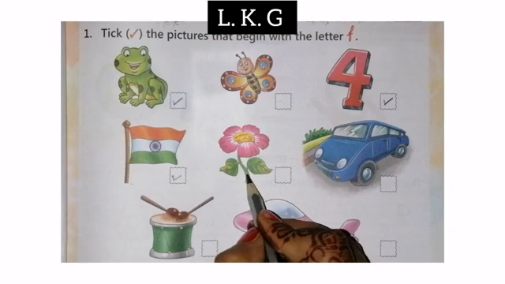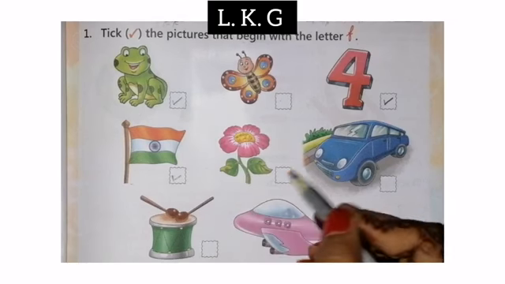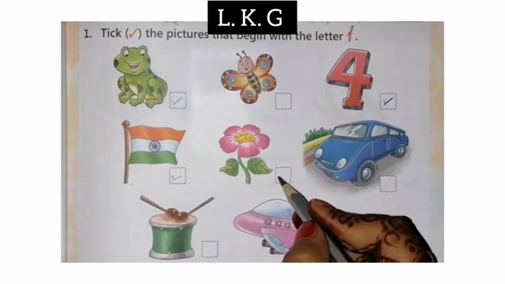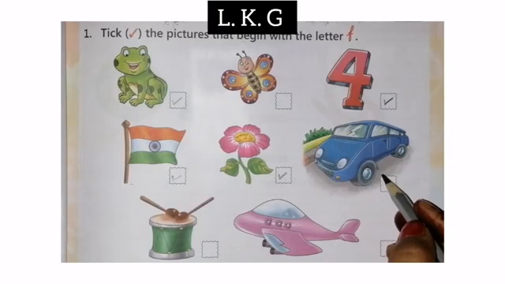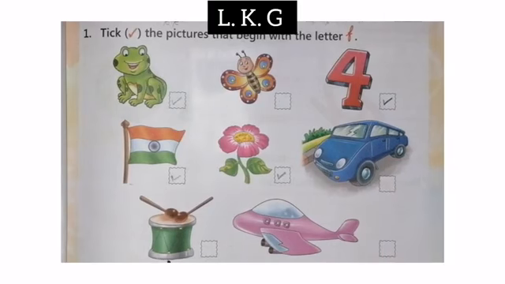Now look at this picture. This is a picture of flower. Flower is also start with F, so we will tick here. This is a car. ये F से start नहीं हो रहा, so we will not tick here. What is this? This is a drum. It is also not start with F, so we will not tick here. Aeroplane. This is not start with F, so we'll not tick here. Okay, done.